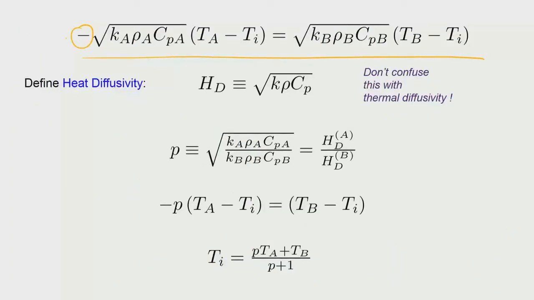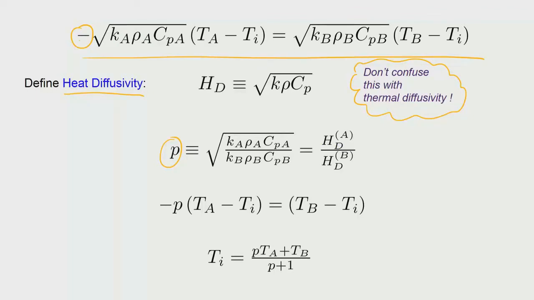Okay. Now, this quantity root of ka rho a Cpa has a name. In the casting literature, it is called the heat diffusivity. Okay. So, we should not confuse this heat diffusivity with the thermal diffusivity. Thermal diffusivity has the units of meter square per second, but this will have very crazy units, but it is actually mentioned here as a quantity because it is coming together. Okay. And the ratio of these two heat diffusivities can then be given a symbol P. Okay, which is nothing but root of ka rho a Cpa over kb rho b Cpb.